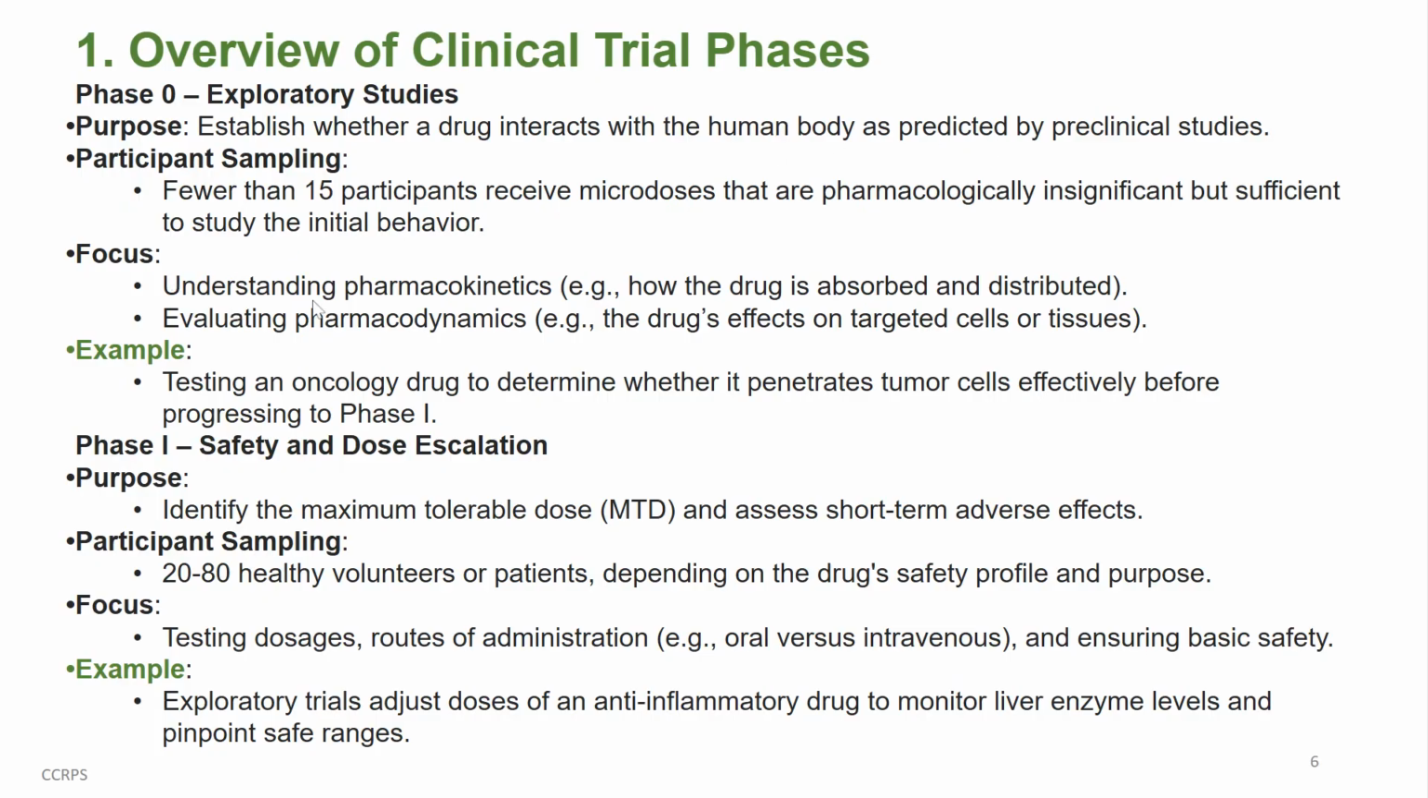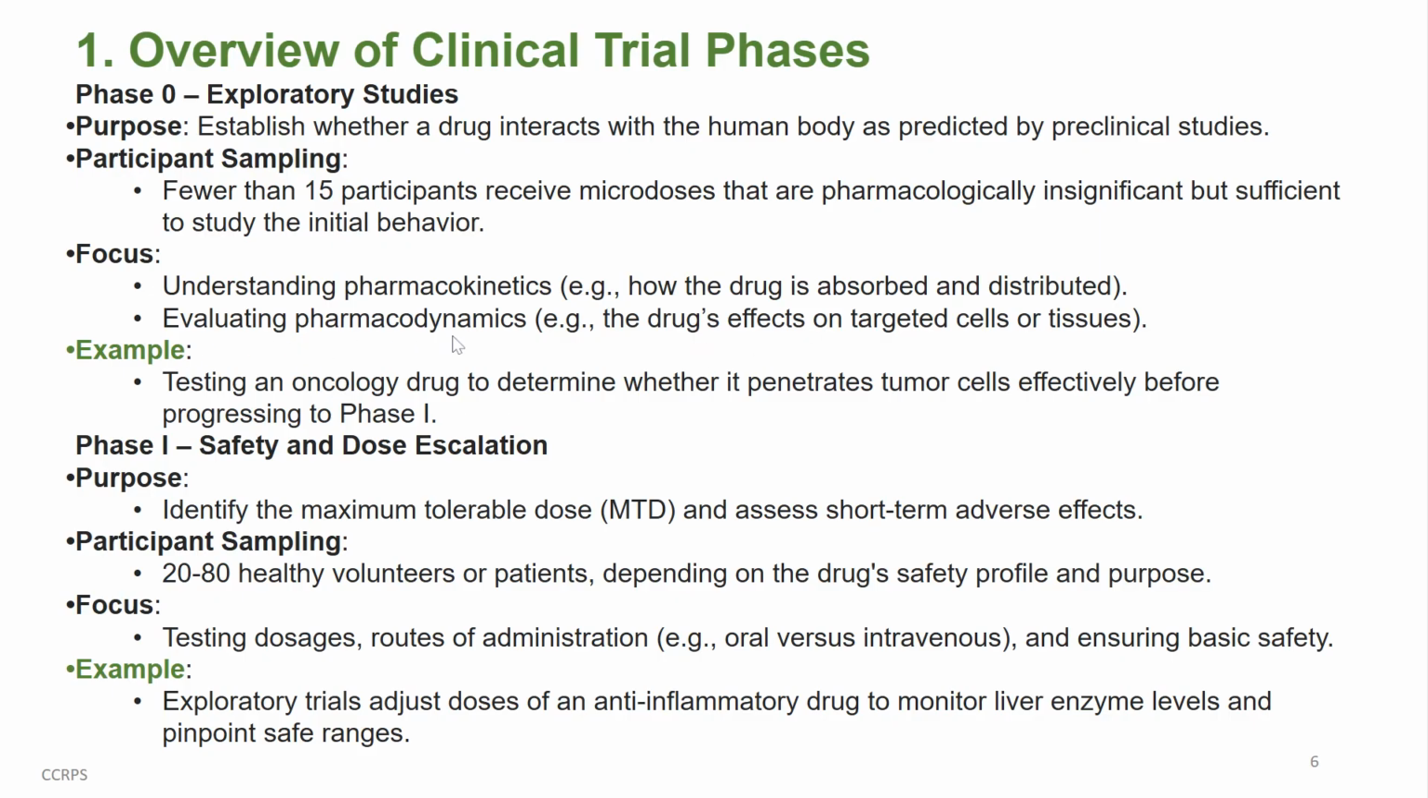Now the focus here is understanding pharmacokinetics, for example, how the drug is absorbed and distributed. So the pharmacokinetics of the new drug, or study medication (SM), or investigational product (IP), is to study its absorption, distribution, metabolism, and excretion. So here, the pharmacokinetics.